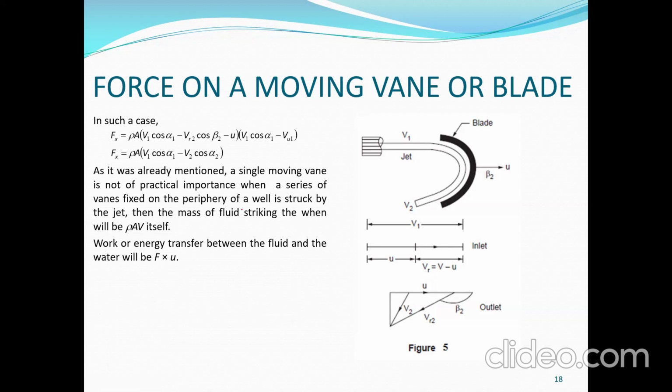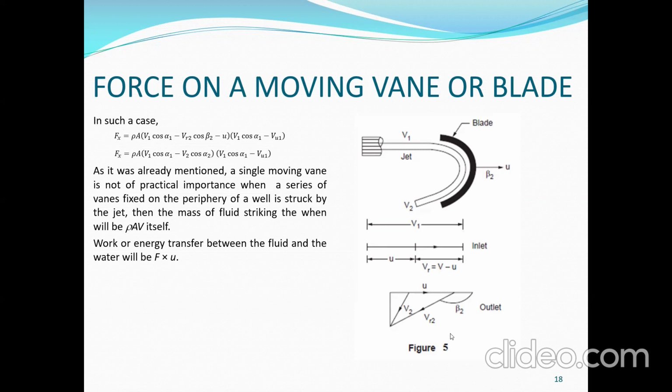So, wait, parang may problema to. So, ito, yung mali nga. So, Fx is rho A times V1 cosine alpha 1 minus V2 cosine of alpha 2 times V1 cosine of alpha 1 minus V sub U1. Okay? Ano ba yan? So, to.